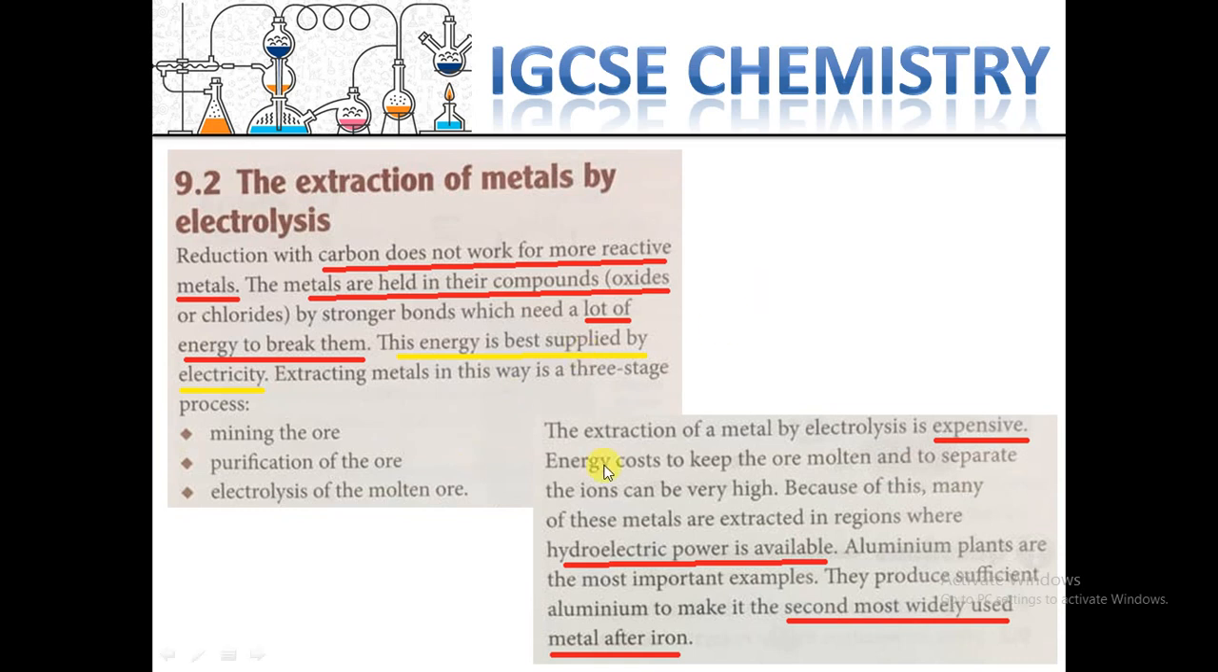And in this part here, extracting the metal by electrolysis is expensive, because it requires energy from battery, electricity, and many other facilities. So it's expensive actually, but it is the best option for extracting reactive metal, as I said.